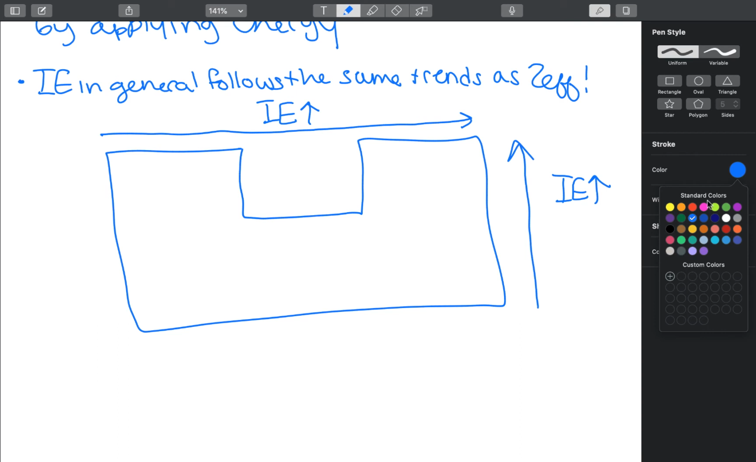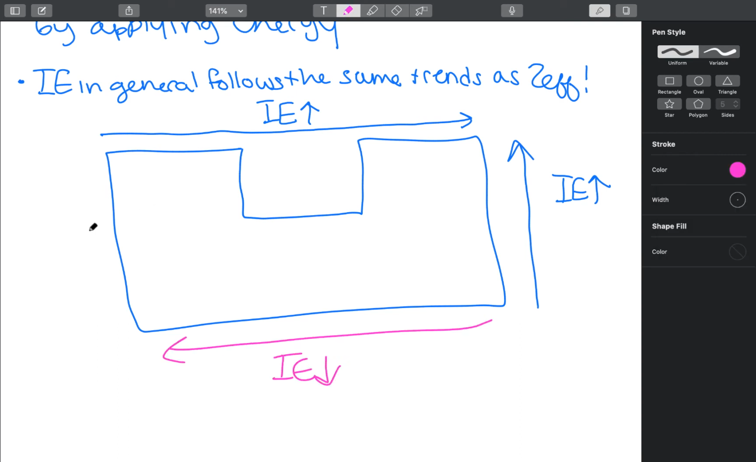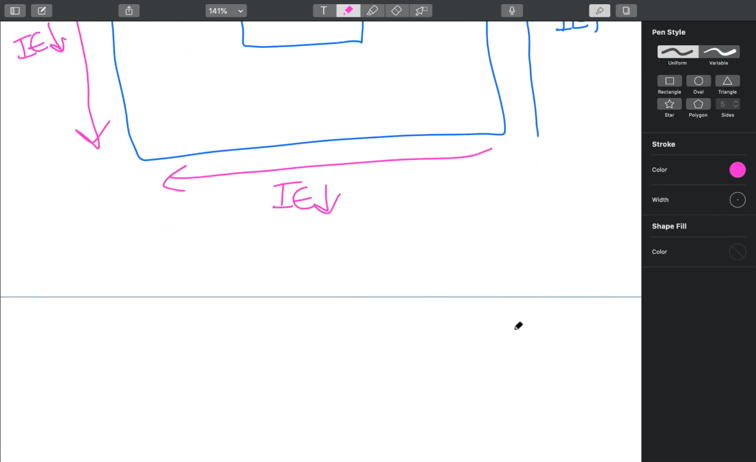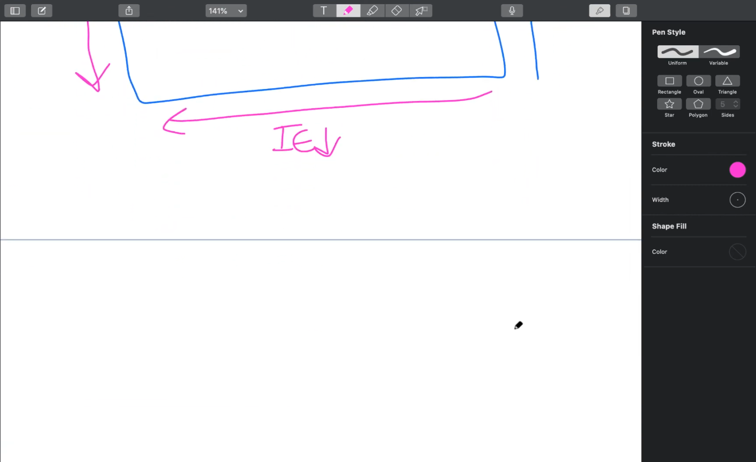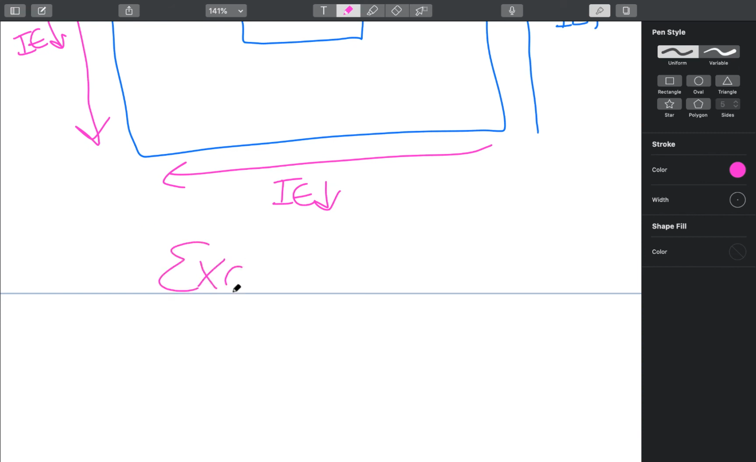However, as we go from right to left, ionization energy decreases. And as we go from top to bottom, ionization energy decreases. And the reasoning behind this is very similar to that we use to describe the behavior and tendencies for the effective nuclear charge. So if you have any questions about effective nuclear charge, please go to the previous video. However, there are some exceptions. There are two exceptions that you need to know.